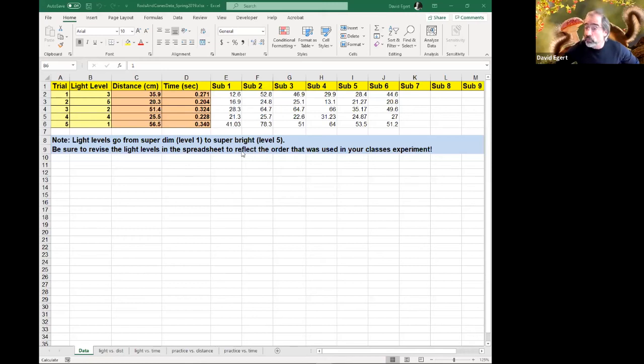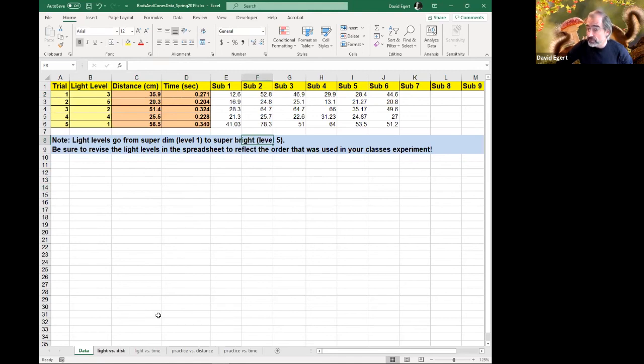Here's the data from one of the earlier classes. And here is just the distance that it fell. These are 6 different subjects. This is the average distance among all those. This is the average time if you do that little equation. Obviously, there it is. You can see it's the beauty of Excel. You just put it in there. And I'm saying make sure you realize light levels, 1 is the dimmest, 5 is the brightest.